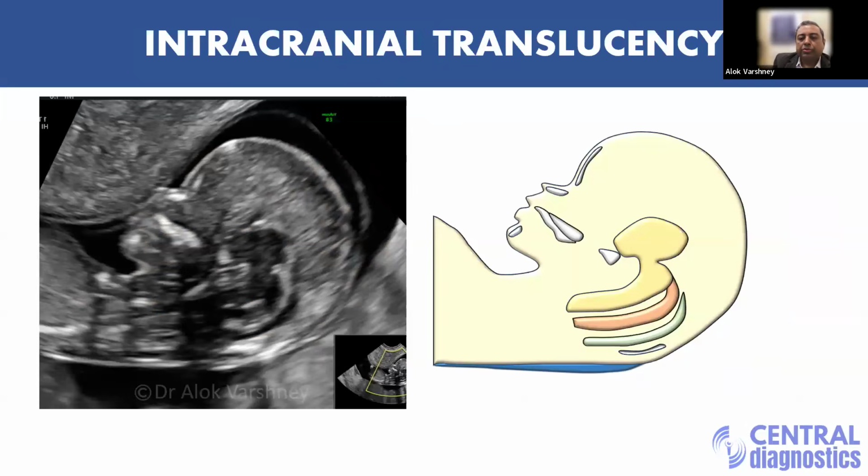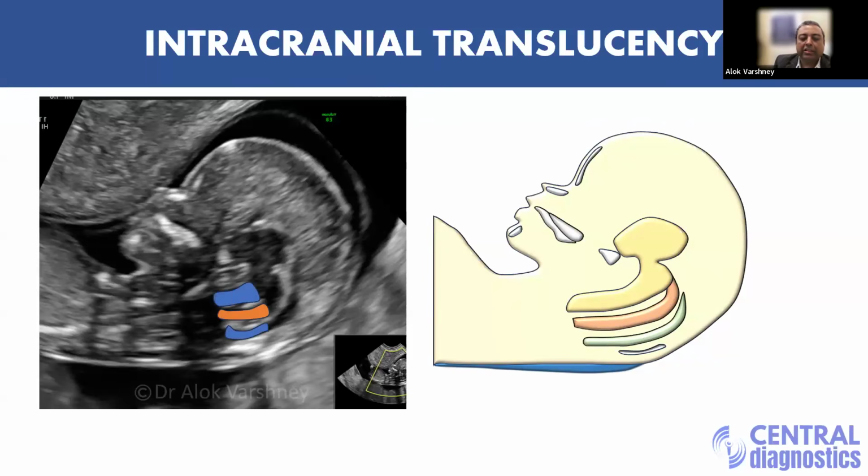So micrognathia is a syndromic condition in many cases, and the fetus has to be evaluated, followed up, and we have to look for other abnormalities. But much attention is now given to measurement of intracranial translucency. So that's the intracranial translucency. This part is the intracranial translucency. This is just basically a fancy name for the fourth ventricle.